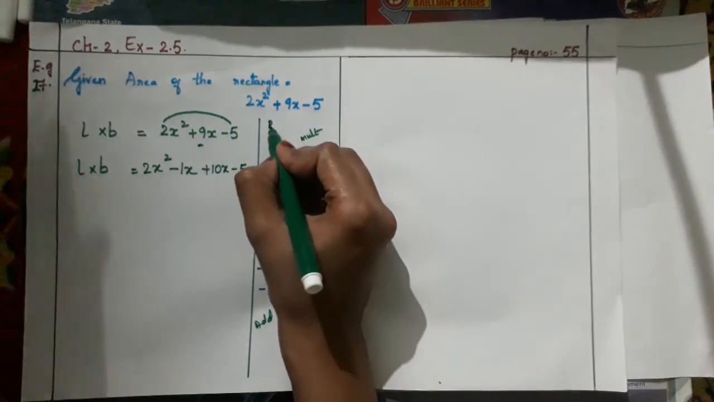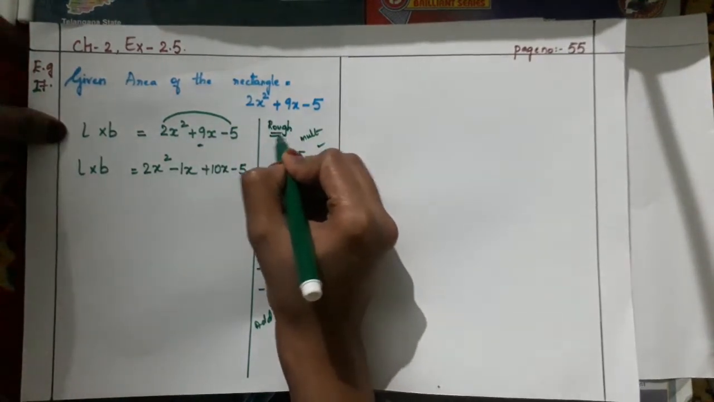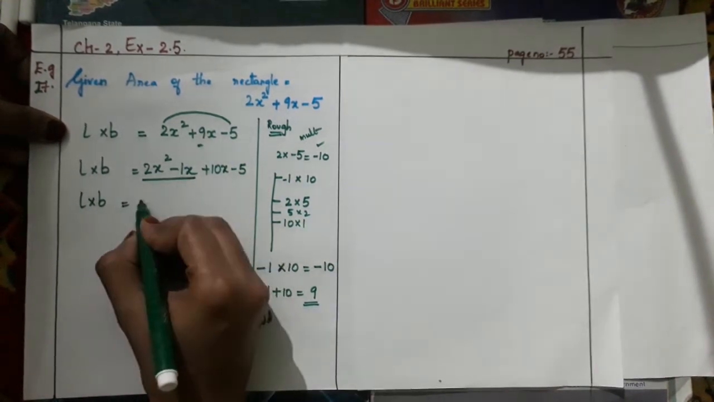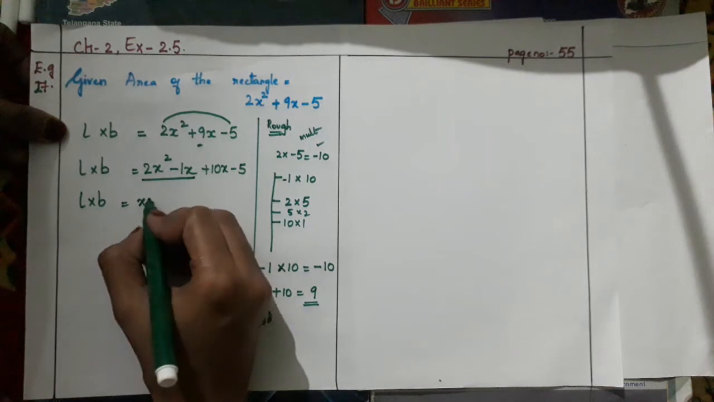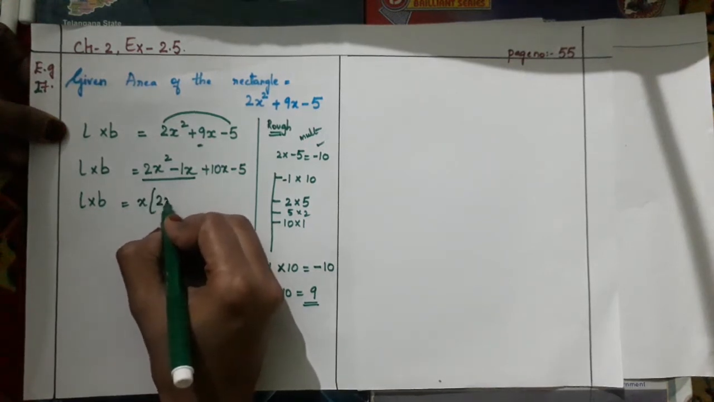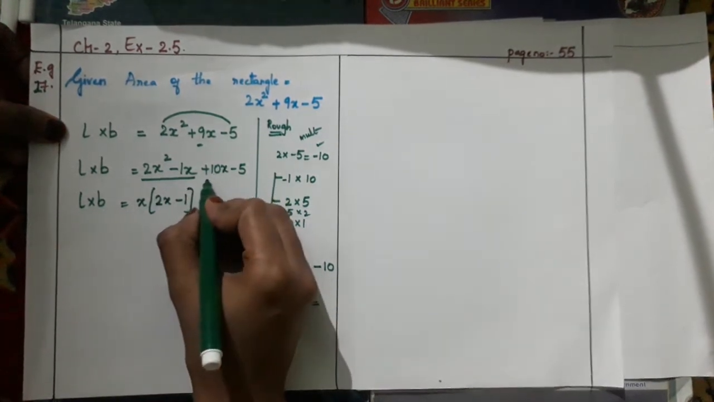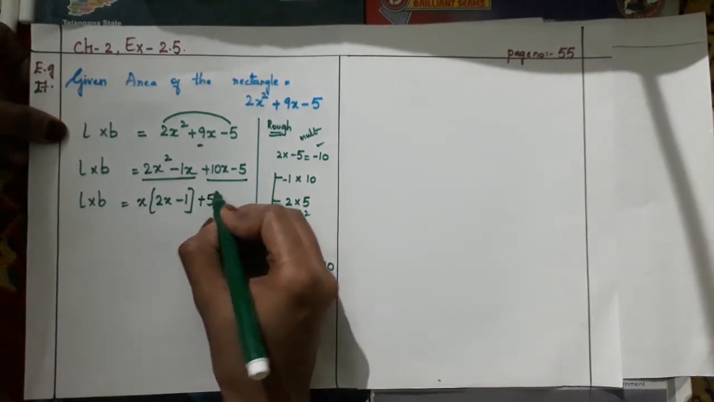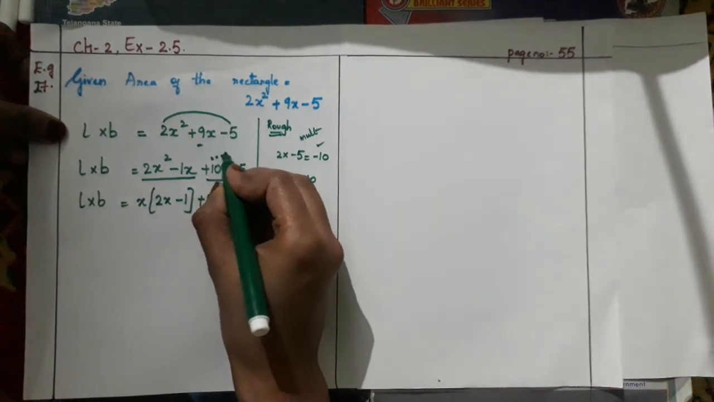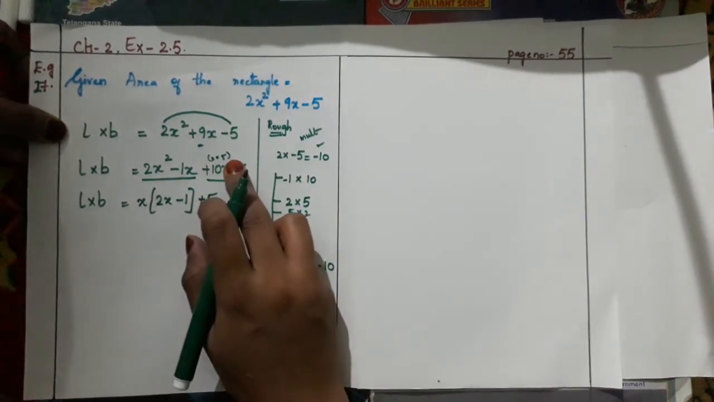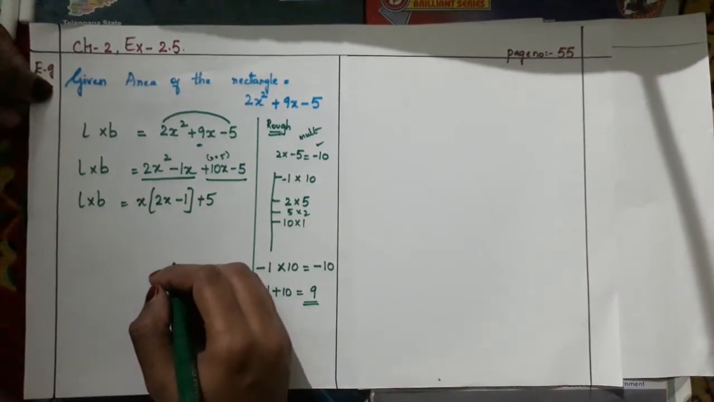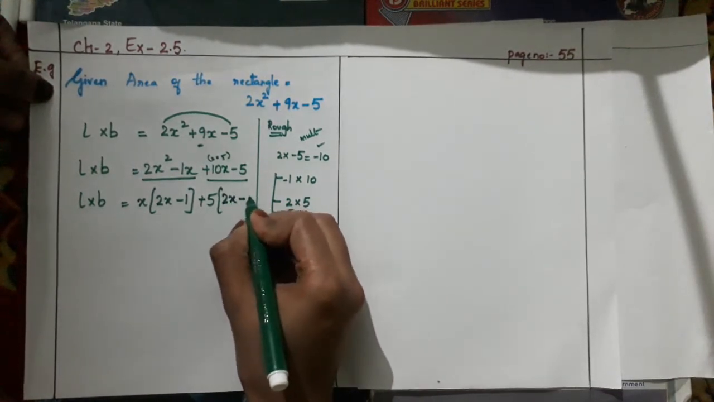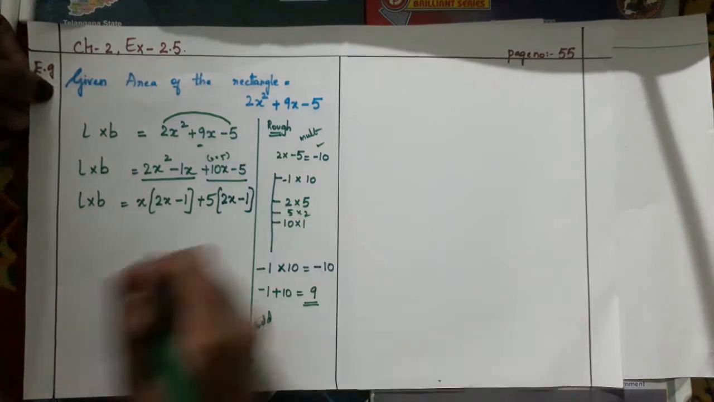Now L into B is equal to, what is common from these 2? Obviously x, right? Now what is left over? 2x minus 1. From these 2, what is common, children? Common is 5, because in place of 10 we can write 2 into 5. Now 5 I can remove as common. What is left over? 2x minus 5 we have removed, so 1 is left over.